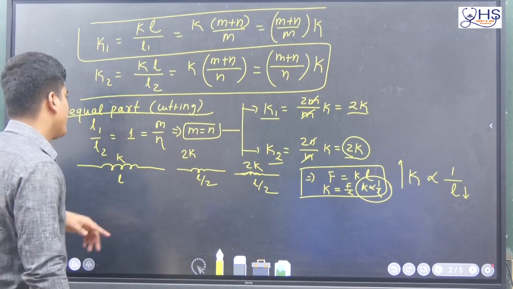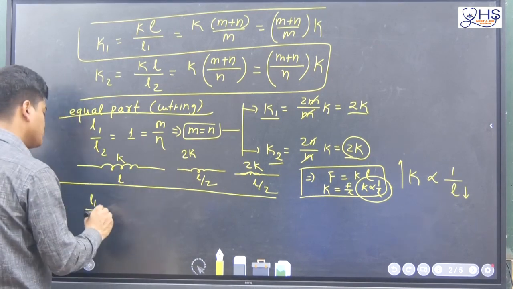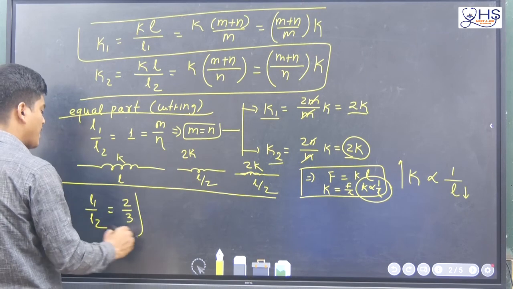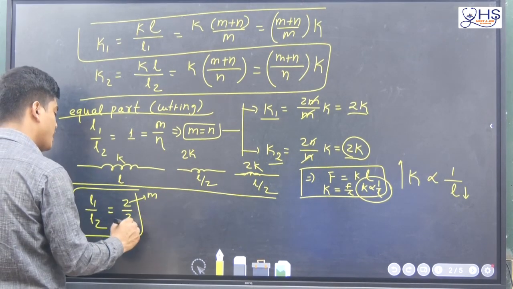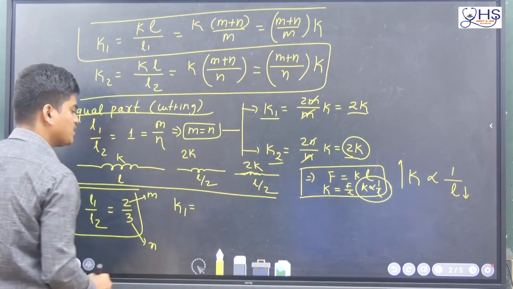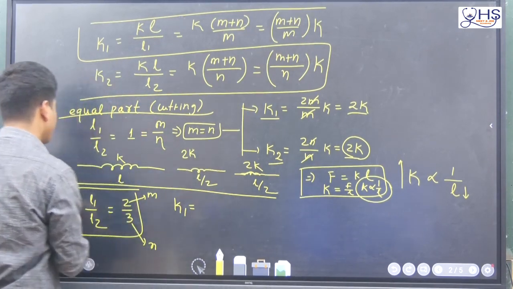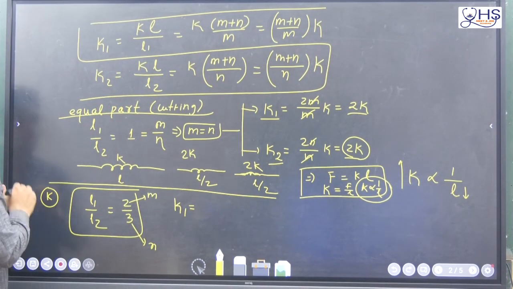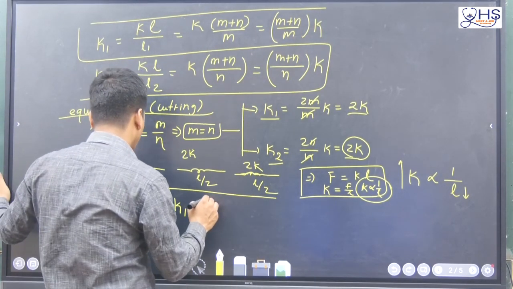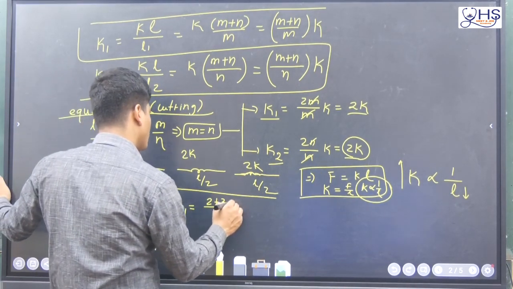Okay. Now, suppose I tell you L1 by L2 is nothing but a 2:3 cutting. So for a 2:3 cutting, what will happen here? M value will become 2 and N value 3. Now, if you want to find K1, what do I do here? For finding K1, what formula do I have to write? M plus N by M into K. Okay, suppose the spring constant is initially K. So K1 will become 2 plus 3 by 2 into K.